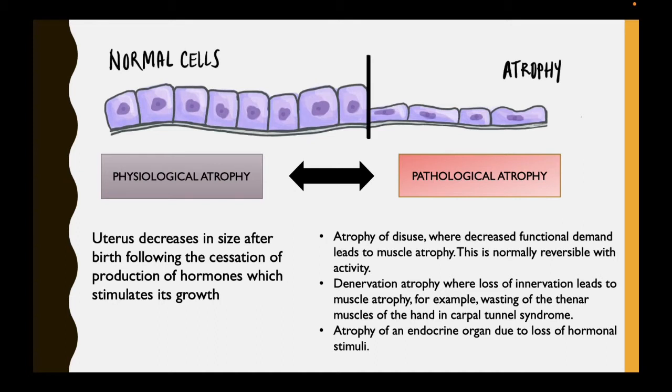The last example is atrophy of an endocrine organ due to loss of hormonal stimuli. So, an example here would be the atrophy of, let's say, the thyroid gland, because the pituitary gland, which is initially atrophied due to some trauma or any other reason, stops producing the hormones required for the thyroid gland to produce the T3 and T4 hormones. So, if the pituitary gland is not functioning, then eventually even the thyroid stops functioning because of a lack of stimulation from the pituitary gland. And this is an example of the third situation.